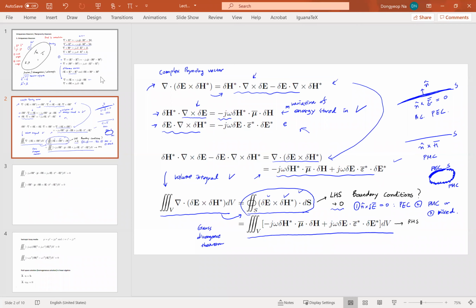What that means is that our volume should be enclosed by PEC or PMC. It's a cavity. So what if it's not enclosed by PEC or PMC? What will happen? We're going to cover that in the following slide: what happens if we do not have PEC and PMC, for example, an open boundary or something like that. But we first look at the situation under this boundary condition.